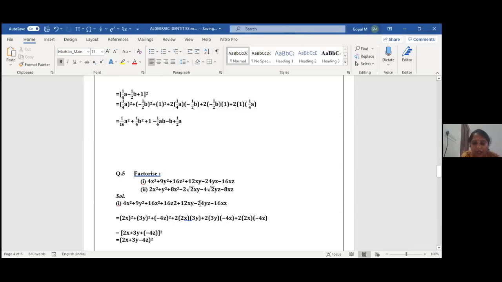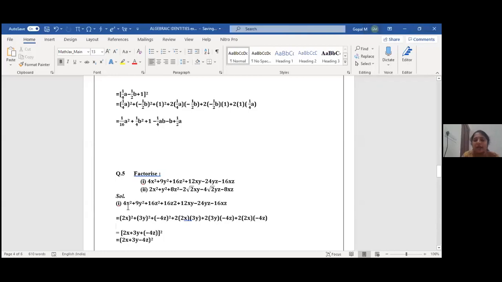So here, if I compare the negative values, minus 24yz and minus 16xz, variable Z is common in both the terms. Am I clear here? Yes, ma'am. So from this I can think here Z value is negative. Any doubt? No, ma'am. Please check that.